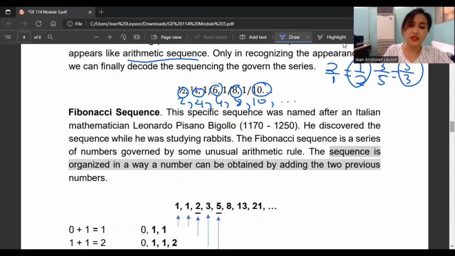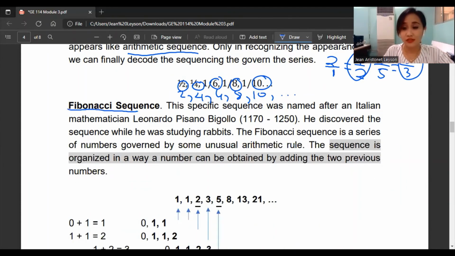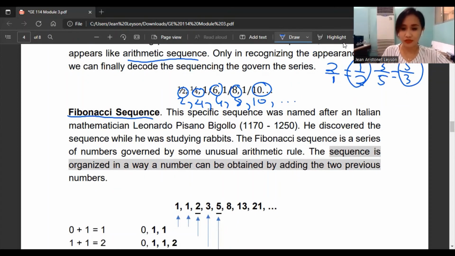Next, we have what we call the Fibonacci sequence. This was the sequence I was talking about in my previous video. This specific sequence was named after an Italian mathematician, Leonardo Pisano Bigollo, who is more known by the name Fibonacci. He discovered the sequence while he was studying rabbits. The Fibonacci sequence is a series of numbers governed by an unusual arithmetic rule. The sequence is organized in a way that a number can be obtained by adding the two previous numbers.